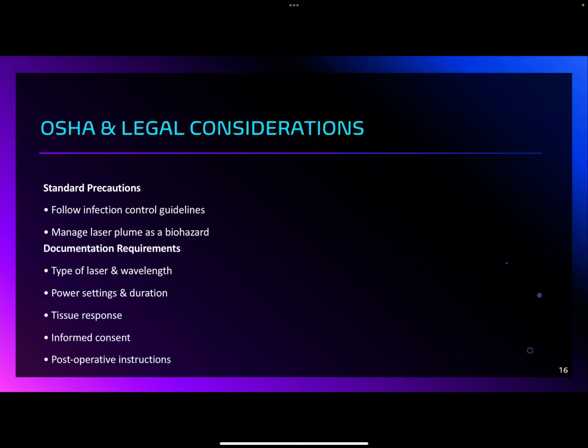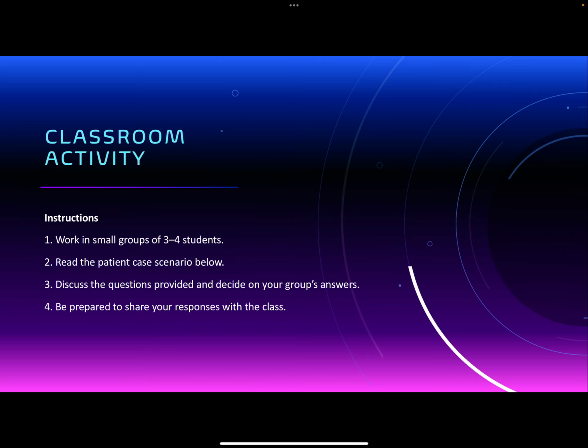Some OSHA and legal considerations are standard precautions, follow infection control guidelines, manage laser fume as biohazard, and documentation is very important. So you're going to document type of laser and wavelength, power settings and duration, tissue response, informed consent, and post-op instructions. So we're going to start with the classroom activity.